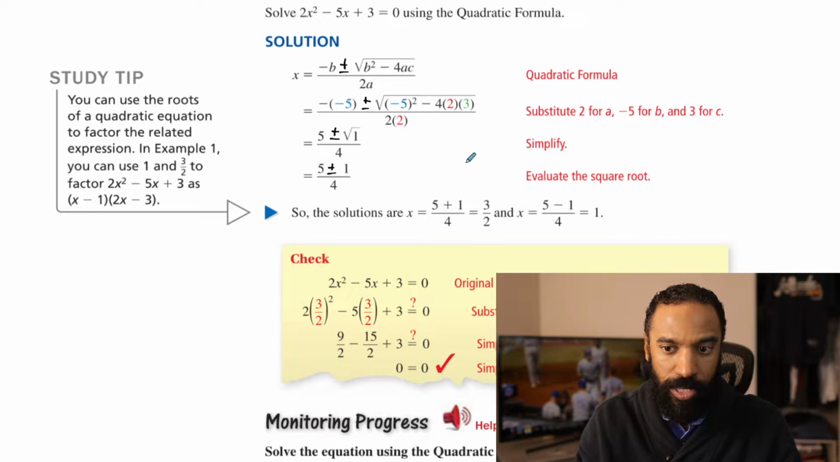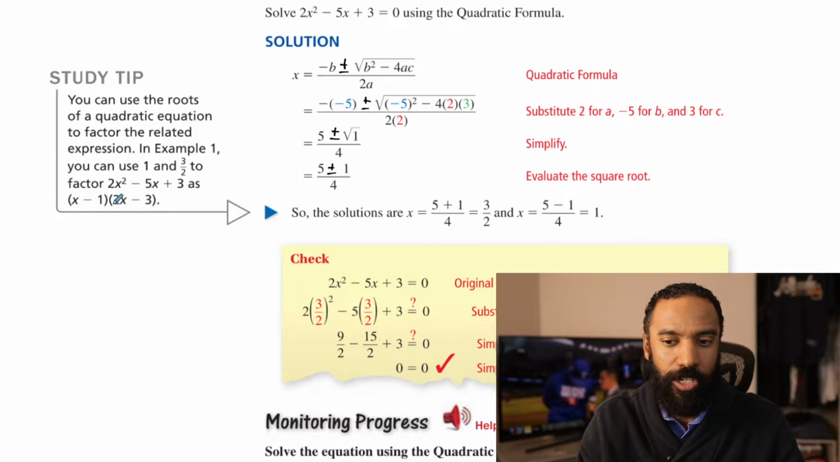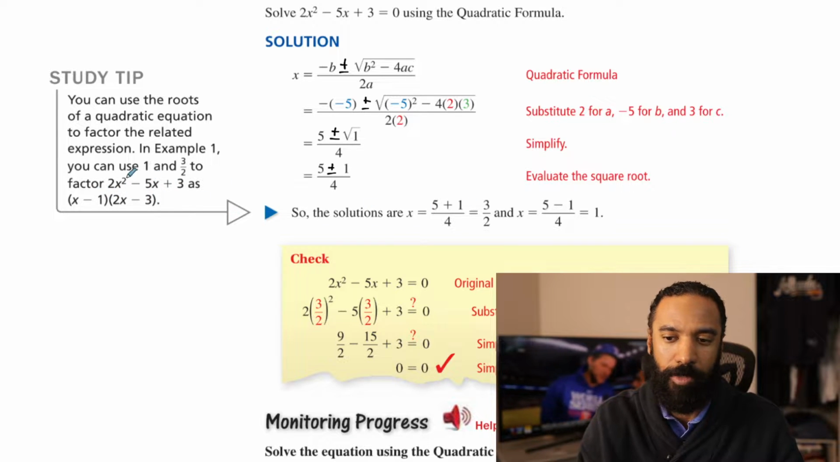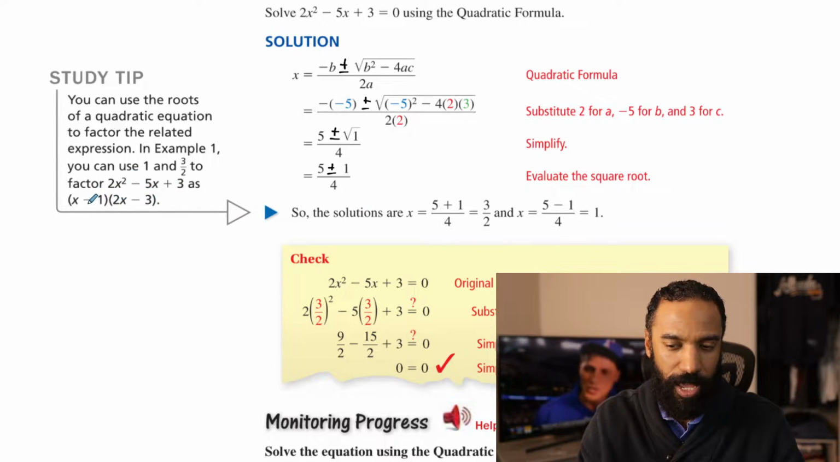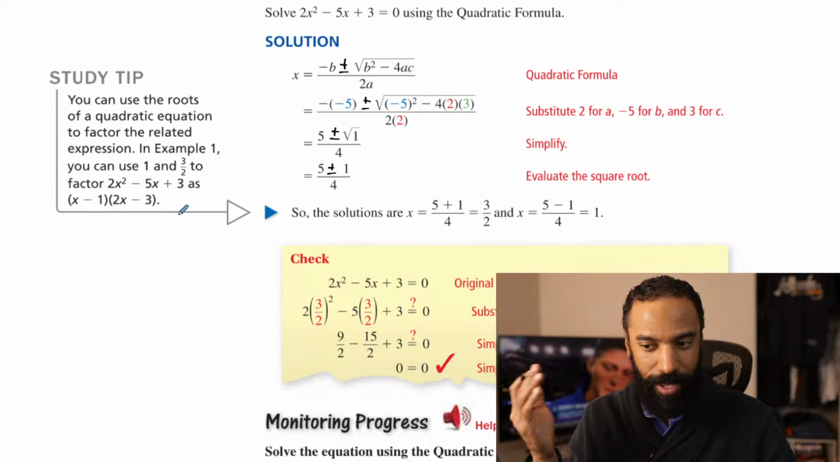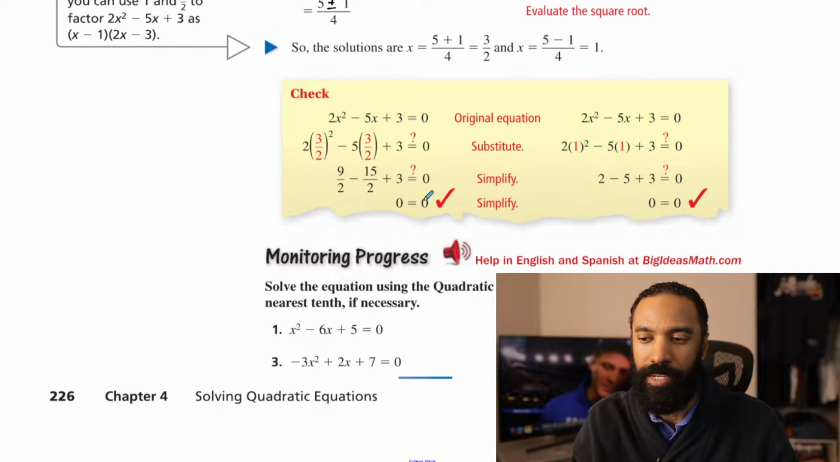Those are your solutions. They are rational solutions, which also means this equation was factorable. And they actually show you that right here. This would have been 2x minus 3 times x minus 1. When set equal to 0, you can solve using the zero product property and get 3 halves as a solution and 1 as a solution. But of course, the quadratic formula is also used for problems that are not factorable. Now they double check and show that things work, and they do indeed work out.